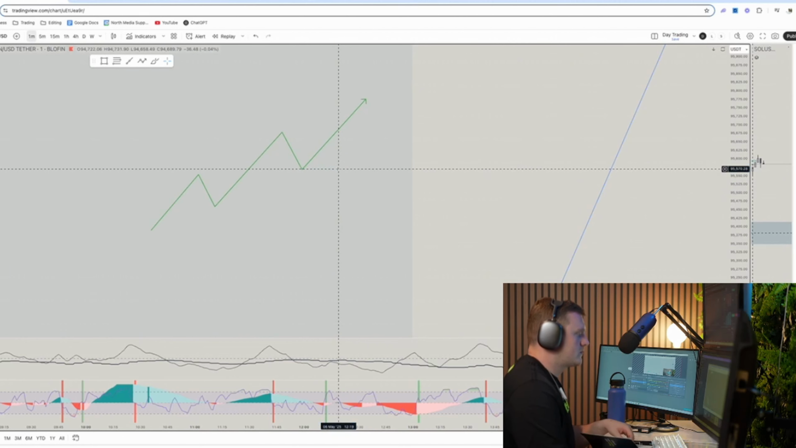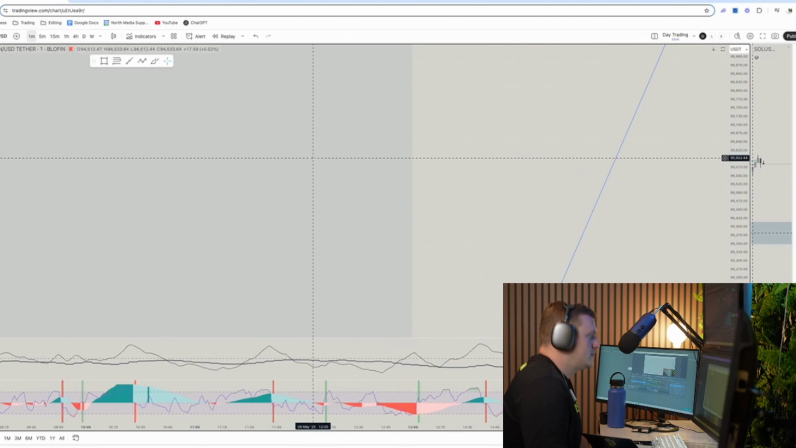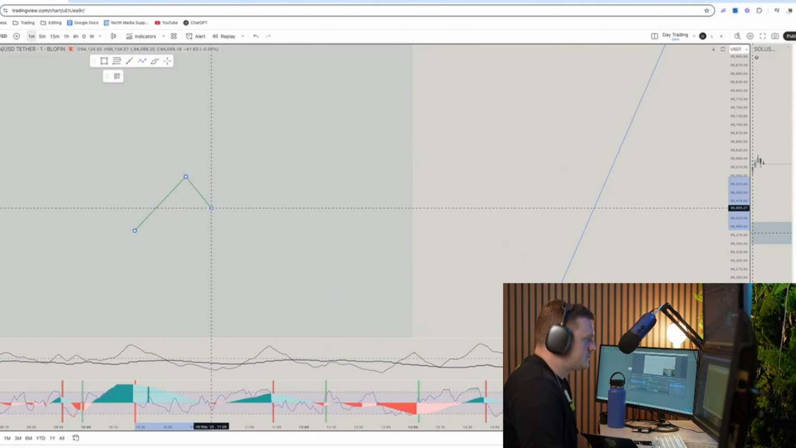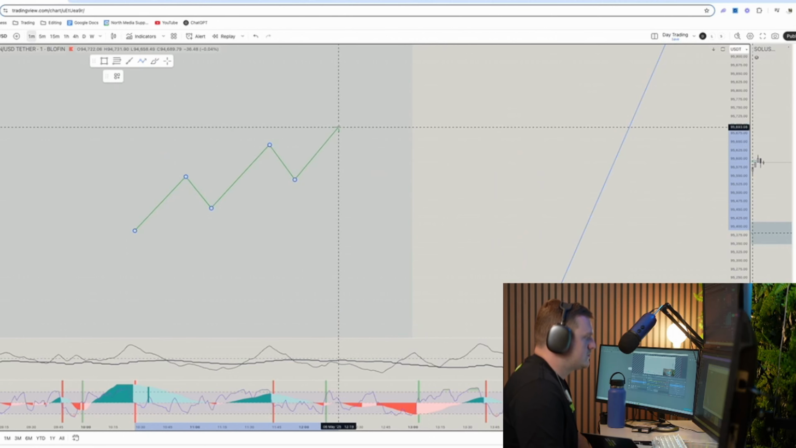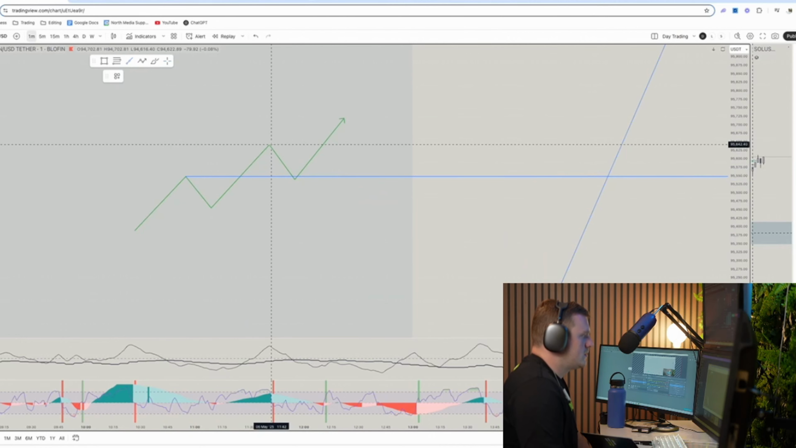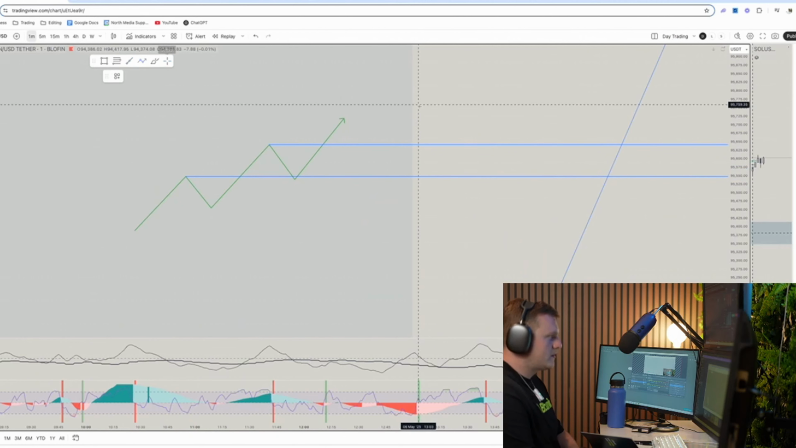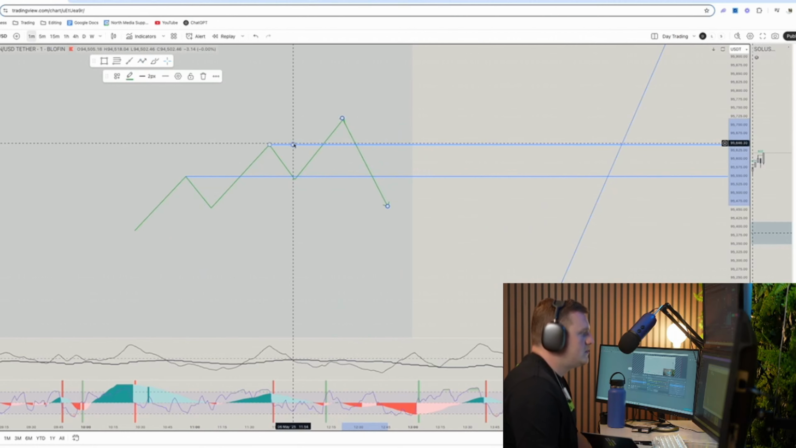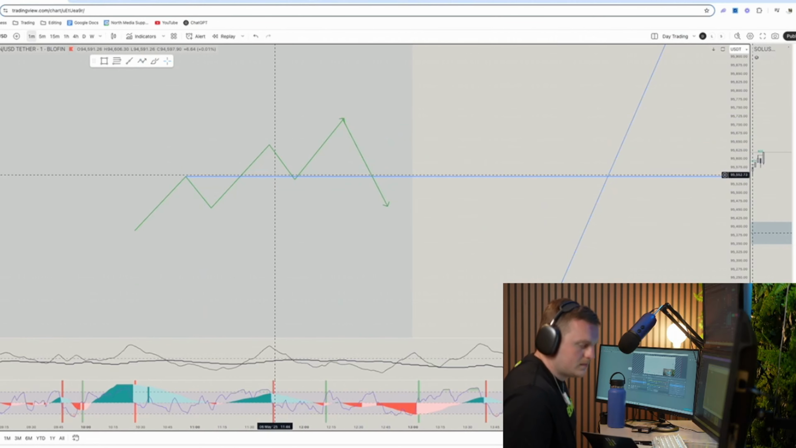Now that we know what a change of character is, break of structure will be easy. A break of structure is every time we break above this most recent high in an uptrend. So every time right here would be a break of structure. Those aren't as important because what we want to look for is a change of character, which is going to be breaking this low.